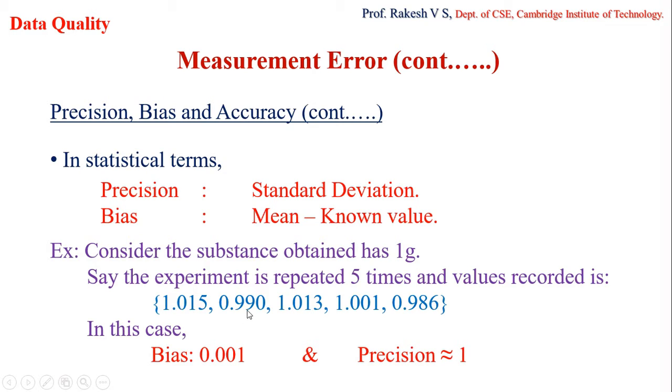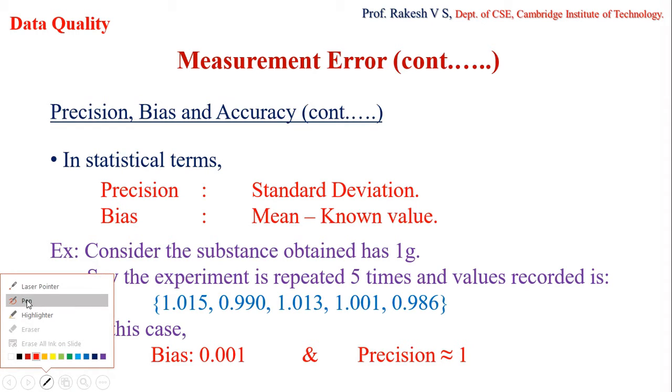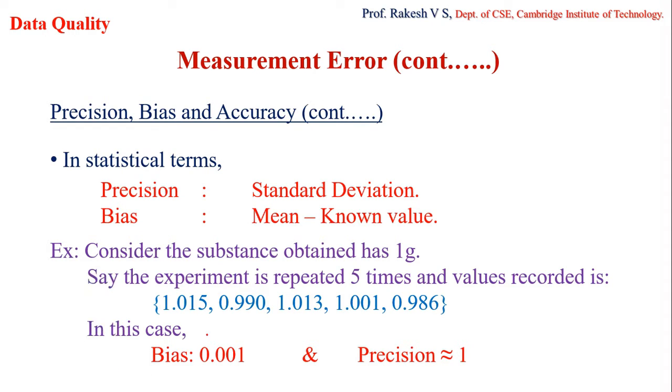Second time I got 0.990, and next I've got it as 1.01. Likewise, I've noted the value. Here, what we have to do now, in order to find the bias of it, is first add these values. When I add these values and then divide it by 5, I'm going to get it as equal to 1.001. Then to find the bias, it is nothing but the mean value minus the known value.